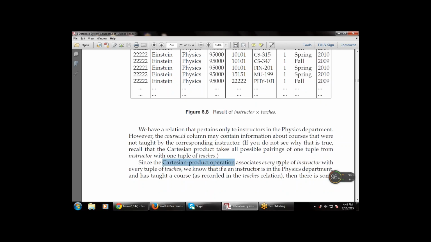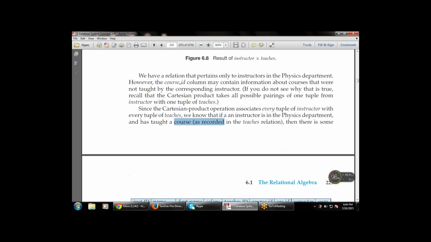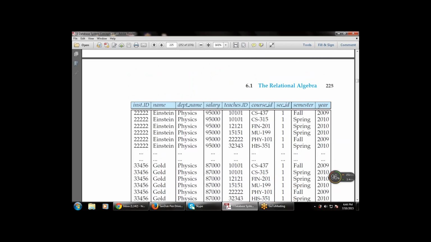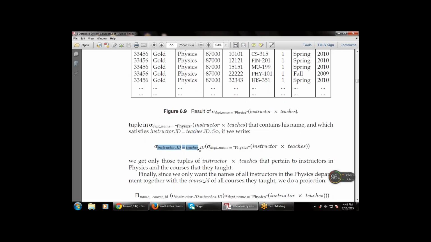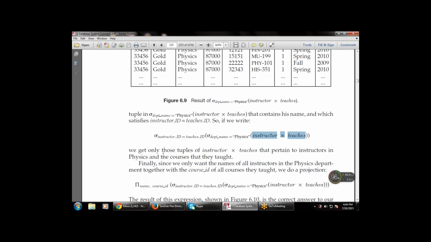Since the Cartesian product operation associates every tuple of instructor with every tuple of teaches, we know that if an instructor in the physics department has taught a course, then there is some tuple that contains his name and satisfies instructor.ID equals teaches.ID. So if we write instructor.ID equals teaches.ID and department name equals physics on instructor into teaches, then we get only those tuples pertaining to instructors in physics and the courses that they taught.